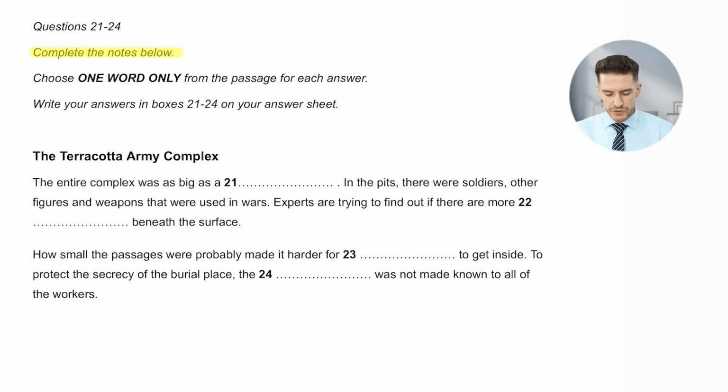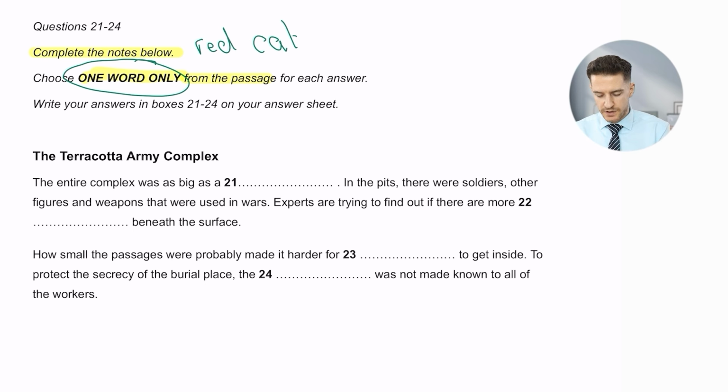Complete the notes below. Choose one word only from the passage for each answer. Write your answers in boxes 21 to 24 on your answer sheet. So two important things there are one word only, okay? One word only. So if you choose something like red cat, well, obviously that's going to be wrong because that's two words. So always be careful to read the instructions.